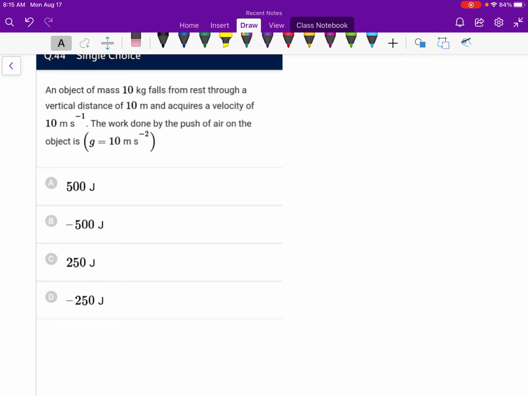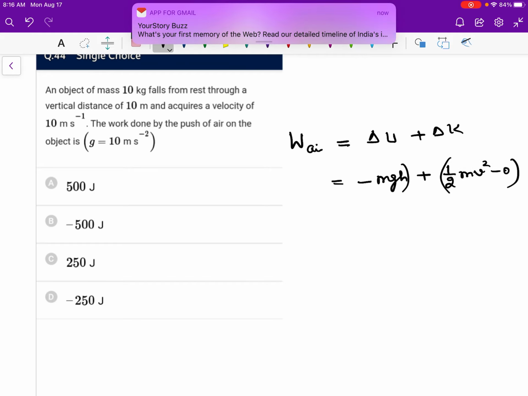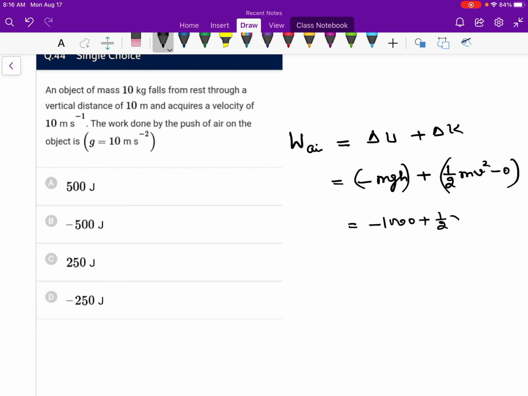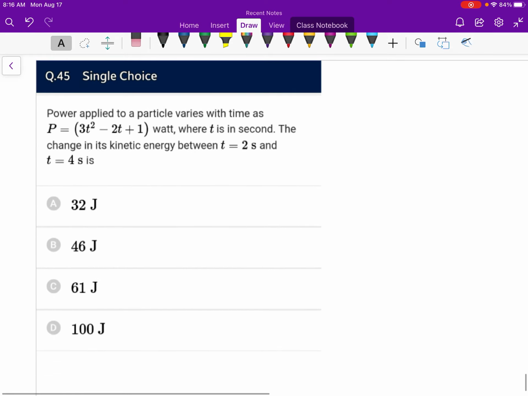An object of mass m falls from rest through a vertical distance of this and acquires a velocity this. Work done by the push of the air. So work done by air resistance. So W air is equal to delta U plus delta K. So delta U is minus mgh and delta K is final kinetic energy, which is half mv square, minus initial kinetic energy, which is 0. So now let's substitute the values. So minus mgh, so minus 1000 plus half into m into v square, so this is minus 500 joule. So B is the correct option.